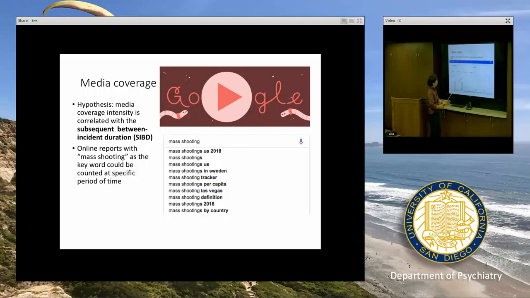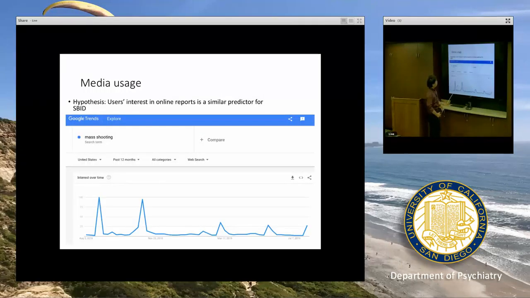And the second measurement that we can do is using Google Trends or another data archive to quantify the level of searches using a particular keyword in a particular region in a particular period of time. So we'll be able to quantify the media usage, of course, with the focus on the online reports.